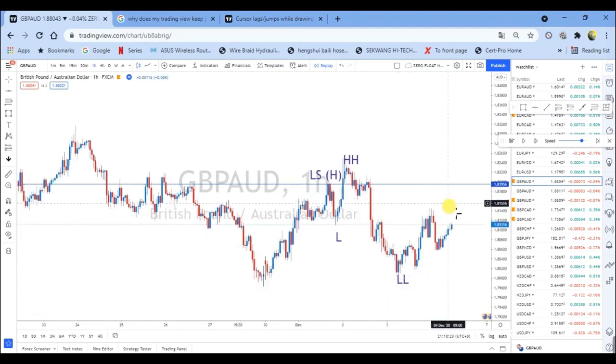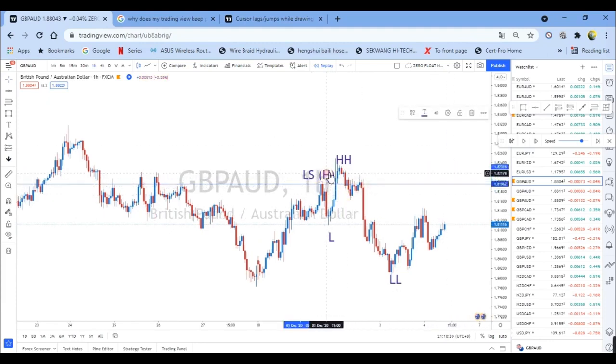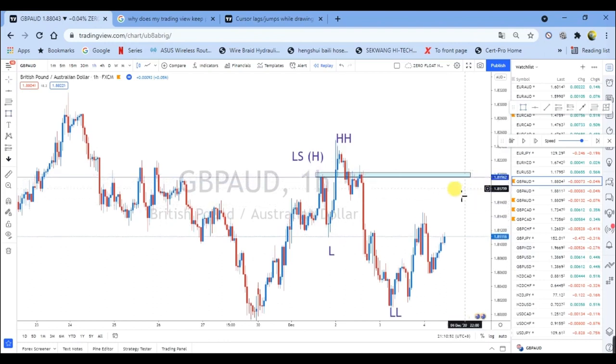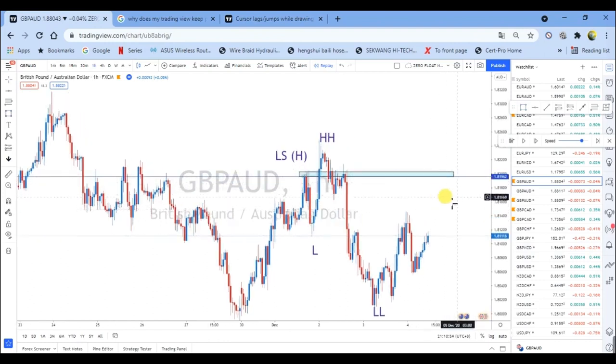What we would want to do now is, like I said, we mark the horizontal line. So first we mark the horizontal line at the entry point with the left shoulder, the high. Next, we mark the zone. So we draw a square box from here up to the shadow of the left shoulder, so that it's easy for us to monitor when price comes back into this area and we're able to see it clearly.